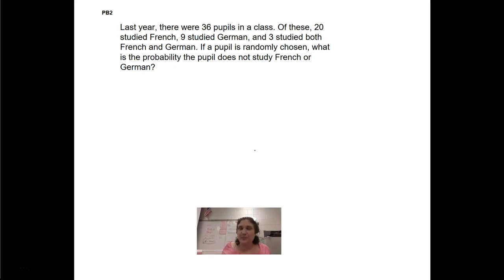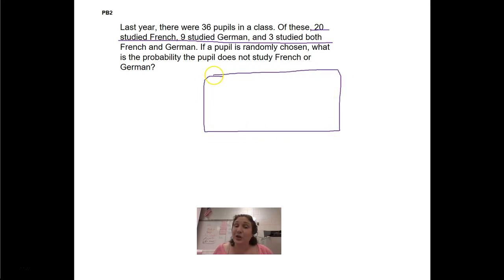Last year, there were 36 pupils in a class. Of these, 20 studied French, 9 studied German, and 3 studied both. So right away for me, I'm just going to draw a Venn diagram. So you two will also draw a Venn diagram. We're going to have 2 circles. Here's our first circle. Here's our second circle.